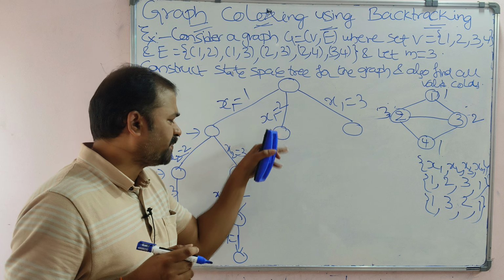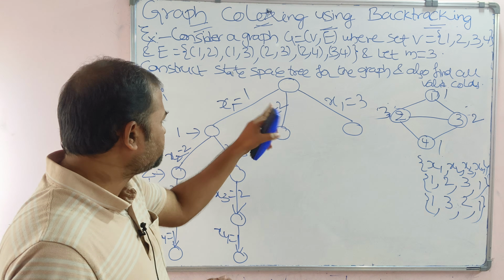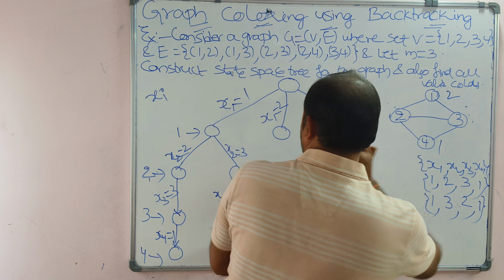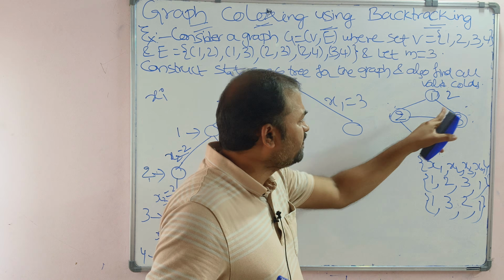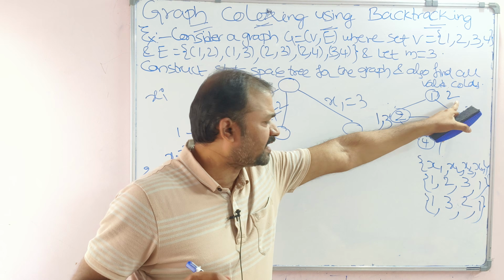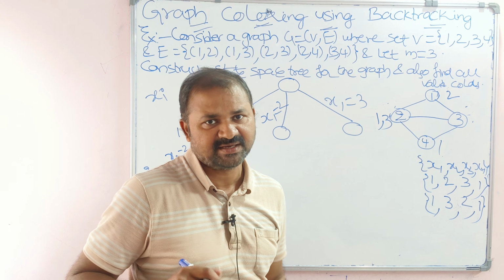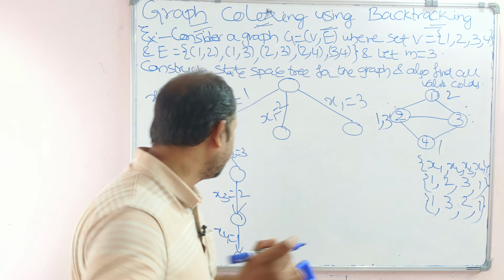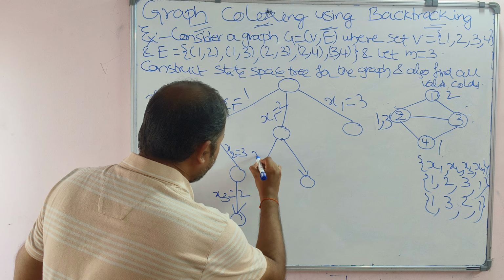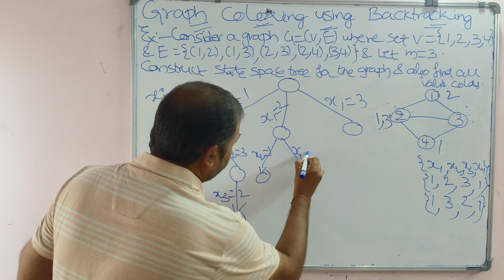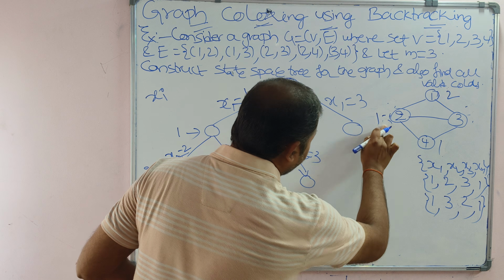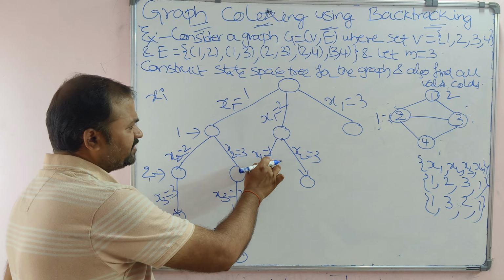Now let us explore this path. So what is this one? The first vertex is colored with the second color, color 2. Then the second vertex may be colored with either 1 or 3, but we can't use color 2. Why? Because these two are adjacent vertices. Adjacent vertices can't be colored with the same color. So for coloring the second vertex, we may use either x2 equal to 1 or x2 equal to 3. Let us assume that the second vertex is colored with color 1.